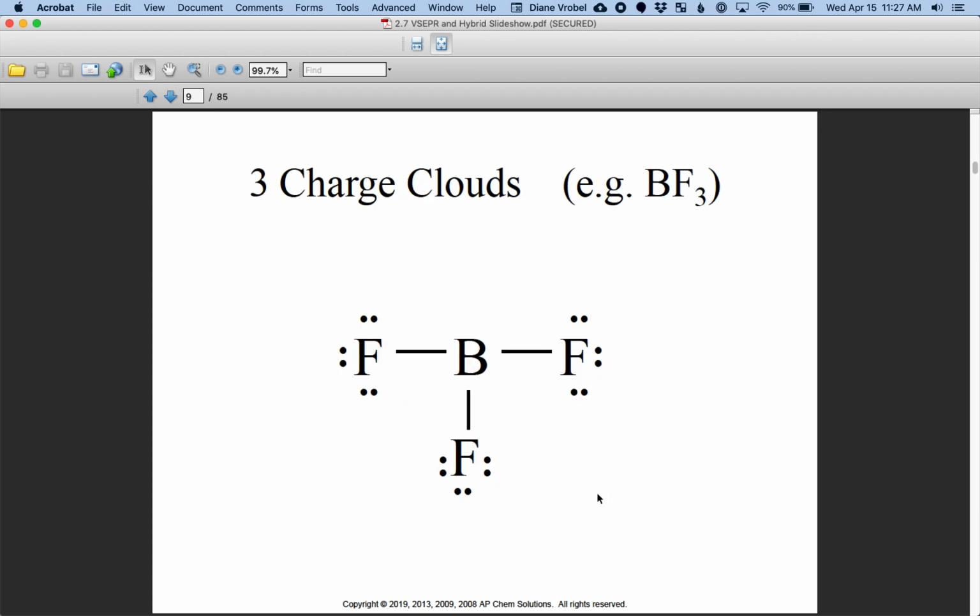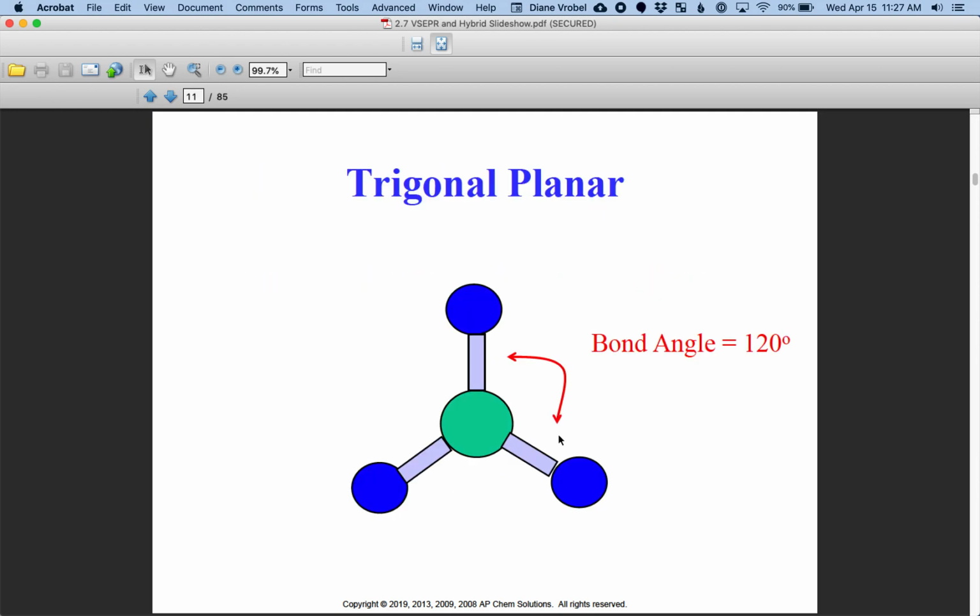Now, you have to be careful here because if you look at this, you could argue this is 90 degrees, okay? If we go by just the Lewis structure, yes. But the amazing thing is that boron and fluorine figure out a way to rearrange themselves so that they minimize the repulsion between the three covalent bonds. So trigonal planar is not going to have a 90-degree angle. It's going to have 120 because that is the sweet spot where it minimizes the repulsion between the covalent bonds.